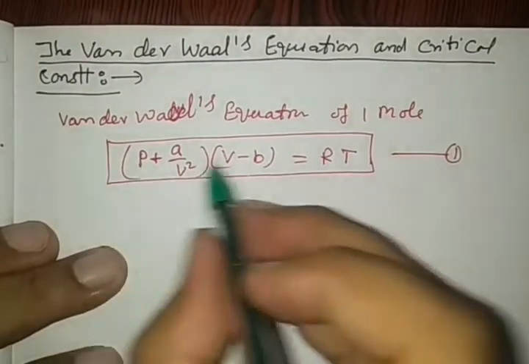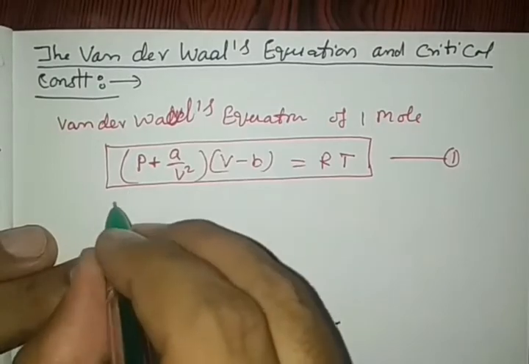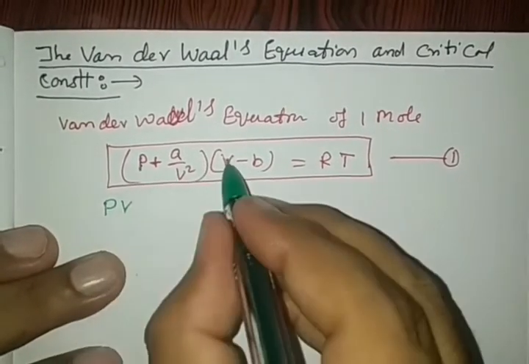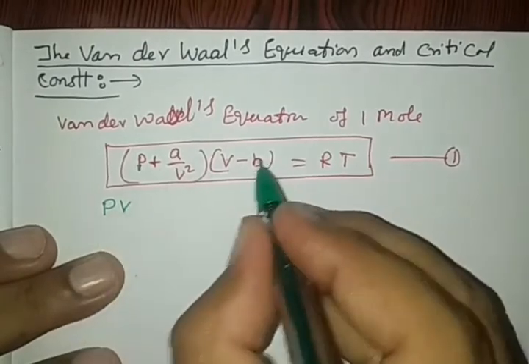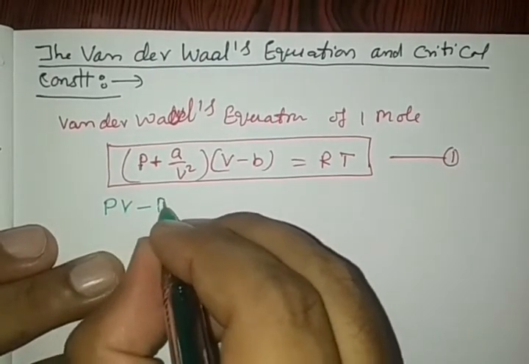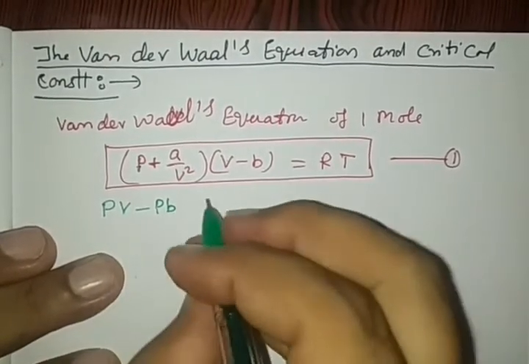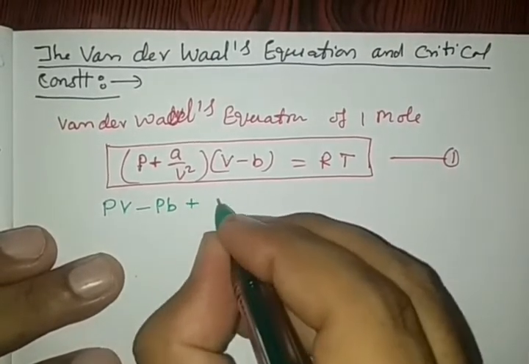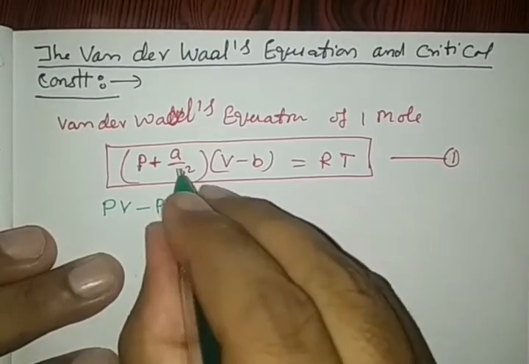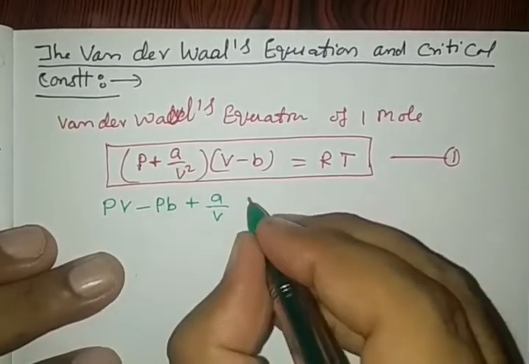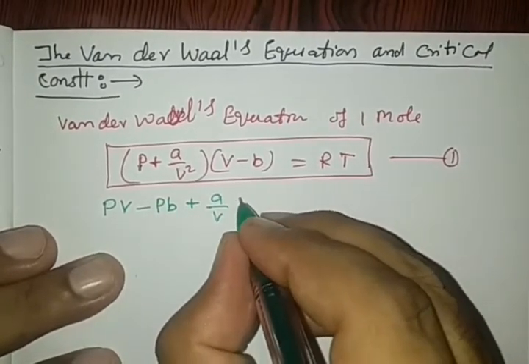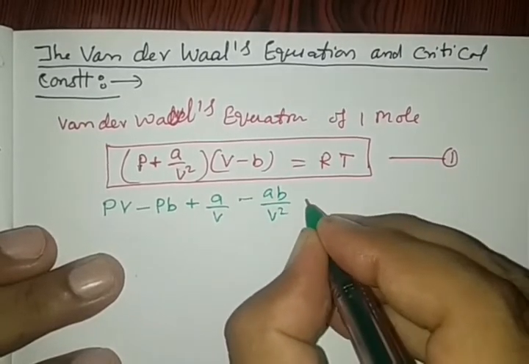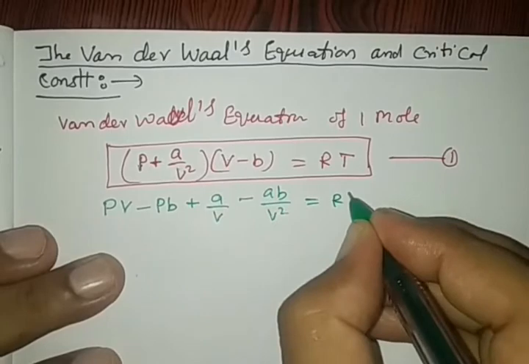So here on the left side we are going to open it. It is PV, then P multiplied by b gives Pb, now a is multiplying here, so a/V, and minus ab/V² is equal to RT.